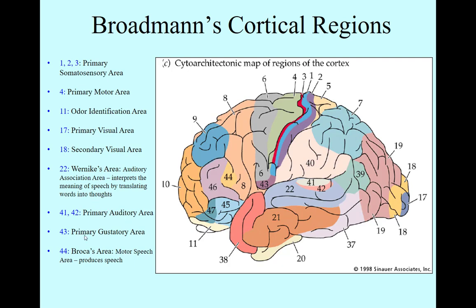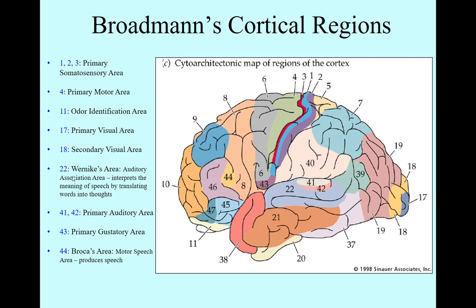We also talked about the vision area. We didn't necessarily talk about primary and secondary, but there are areas 17 and 18, primary visual and secondary visual. And the others are kind of new. We haven't talked about them yet. We have odor identification, number 11 right here by the olfactory system.